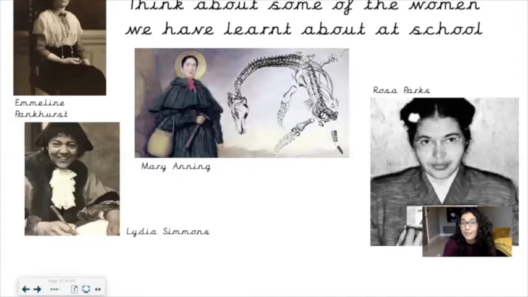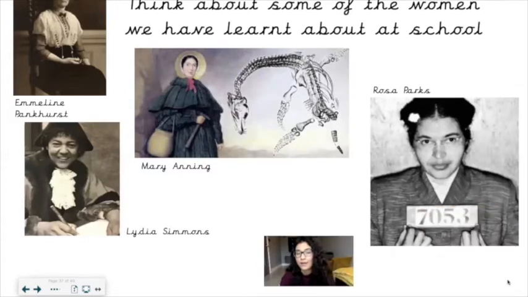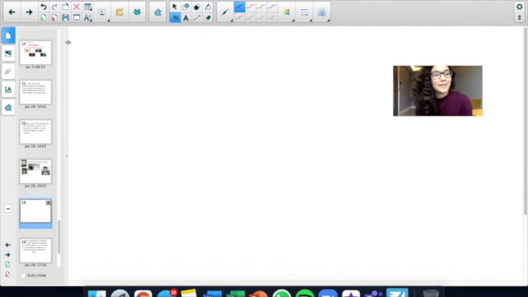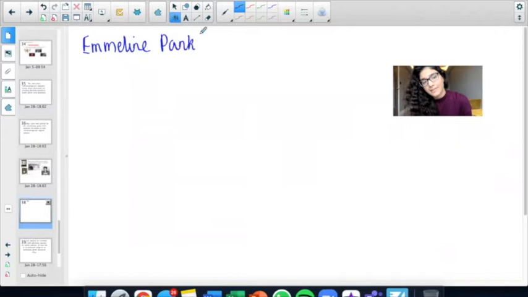Think about some of the women that we have learnt about at school. We've learnt about Emmeline Pankhurst, Mary Anning, Lydia Simmons, and Rosa Parks. Now, a little bit about each person, just so you can be reminded of what they did for us. So this is me modelling a little bit about how I would do my research. I'm going to start off by researching something about Emmeline Pankhurst.